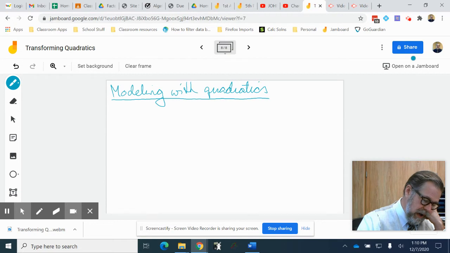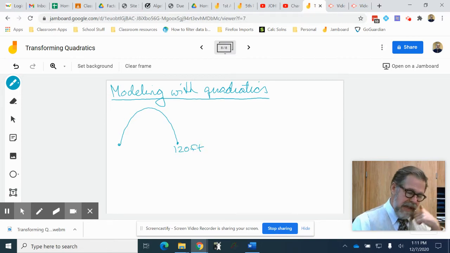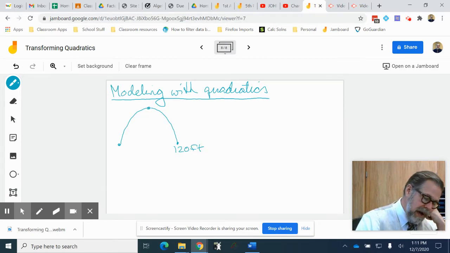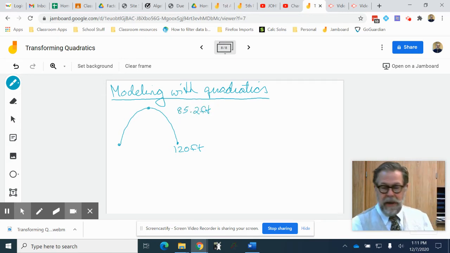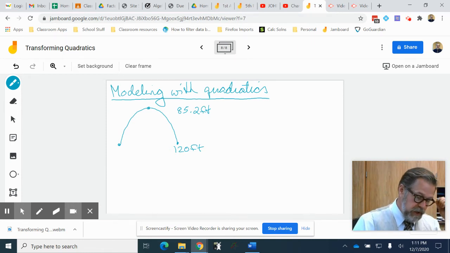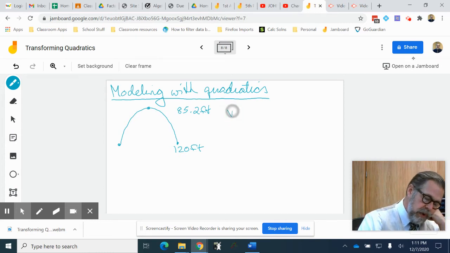But let's say we've got a situation where a punter kicks a football and the football lands 40 yards, or we'll call it 120 feet, down the field, and it reaches a maximum height of 85.2 feet. And I just grabbed some sort of average values of various things. And the question is, can we model this with a quadratic?